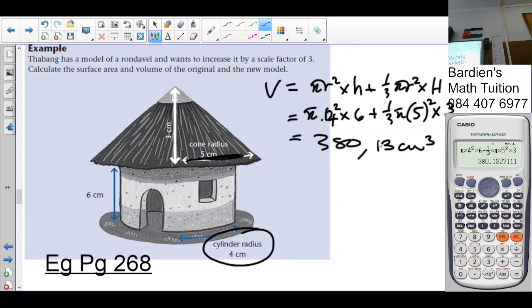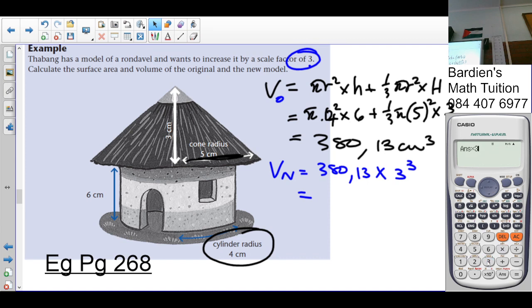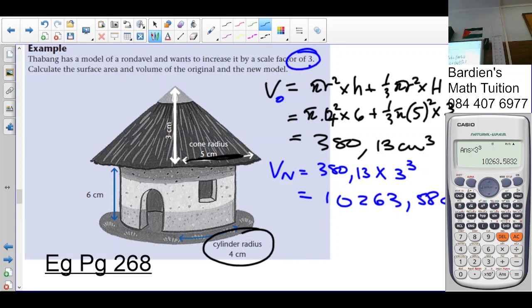Now, if it is by a scale factor of 3, then the new volume, this is the original. The new volume would simply be 380.13 times 3 cubed. Can you see that? So that's simply going to give us that answer multiplied by 3 cubed. It's going to give you 10,263.58 centimeters cubed. Volume is 3 dimensions. Now if we had worked out the total surface area, you go through the same notion, then you multiply it by k squared, which is 3 squared.